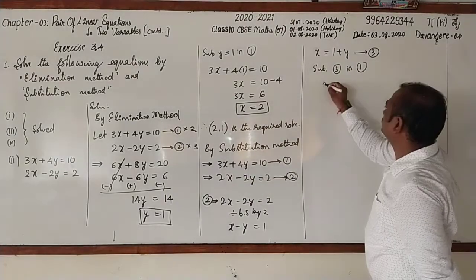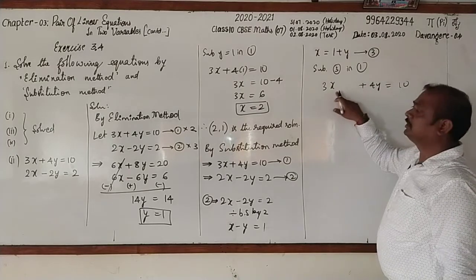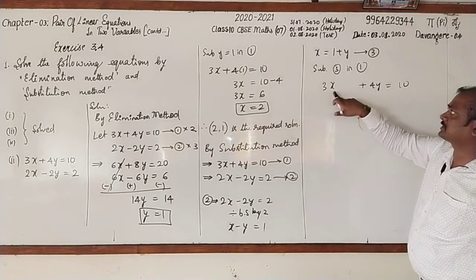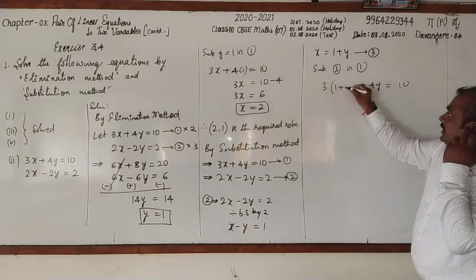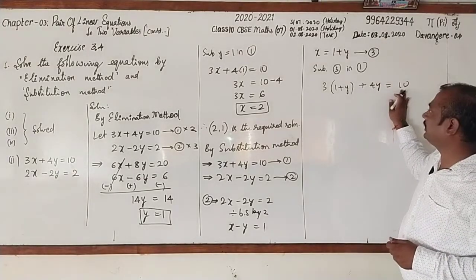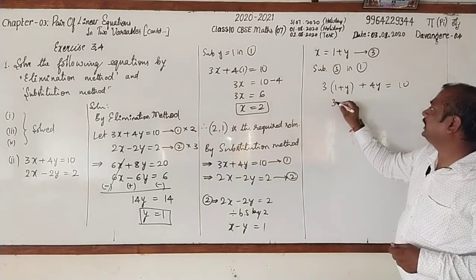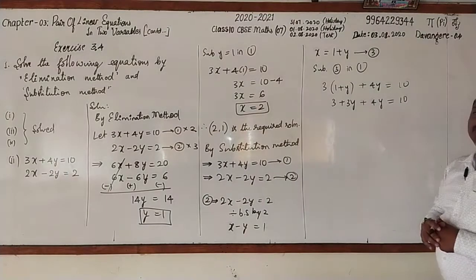It is 3x plus 4y equal to 10. Dear students, you know what x is? It is 1 plus y. Here I will write, in place of x, let us write 1 plus y. Then plus 4y equal to 10. Multiply: 3 plus 3y plus 4y equal to 10.